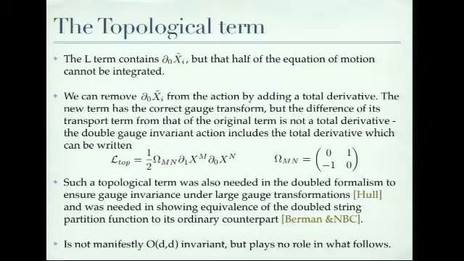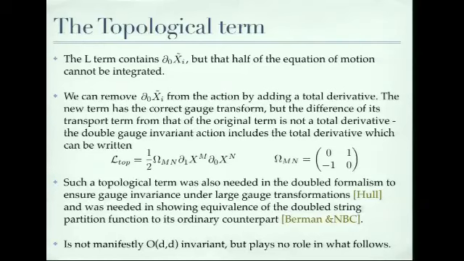However, the L term, we can't do that because we can't integrate the half of the components of the equation of motion to give us d0 x tilde. Could try adding a total derivative to get rid of them. And the new term has the correct gauge transformation, but of course there's a transport term, and the difference of the transport term from the new term from the original is not a total derivative, which means that what really is invariant is the term once we've added the total derivative. We can't then take it away again.